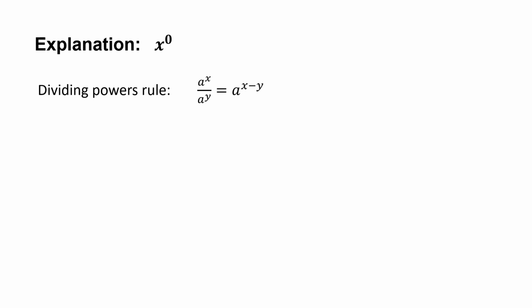And we can use this again to derive x to the power of 0. So if we took the example of 2 again, and we have 2 cubed over 2 cubed, well, using the dividing powers rule, this would be 2 to the power of 3 minus 3, which is 2 to the power of 0. And if we expand that out, 2 cubed is 8, so we have 8 over 8 equals 1.